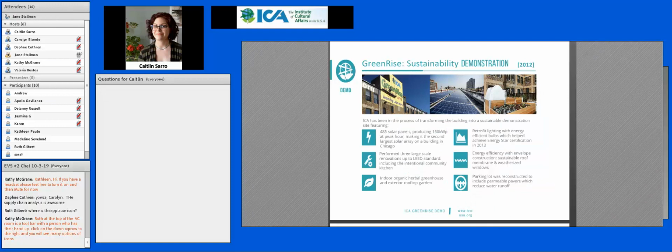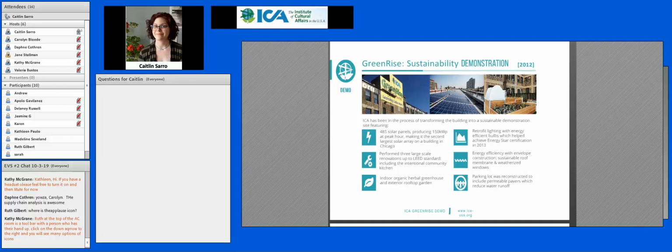So let's dig into the aspects of our GreenRise. So far, we have been able to accomplish a lot of things. Namely, I think the thing that gets us the most recognition is our 485 solar panels. So we're the second largest roof-mounted solar array in the city of Chicago. And that has been able to provide 25% less energy taken from the grid. So we're not zero energy, but we're getting a pretty substantial amount of our HVAC powered by our solar panels.